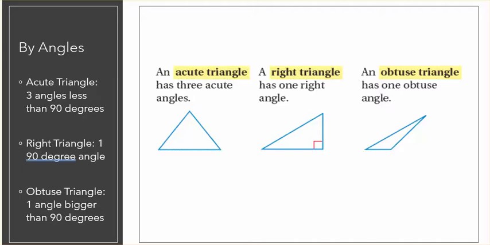An acute triangle has 3 angles that are less than 90 degrees. A right triangle has one 90-degree angle. And an obtuse triangle has one angle that's bigger than 90 degrees.